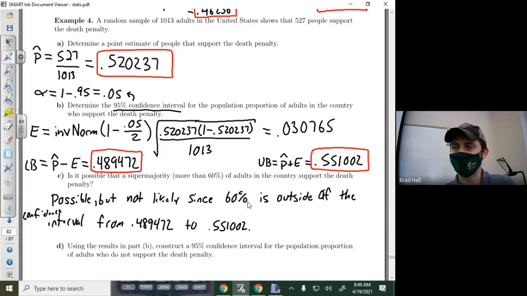60% is kind of close to the upper bound. I mean, it's a little far off, but it could happen, because there's still that 5% lack of confidence, but it's not very likely because, well, we have a 95% confidence interval.